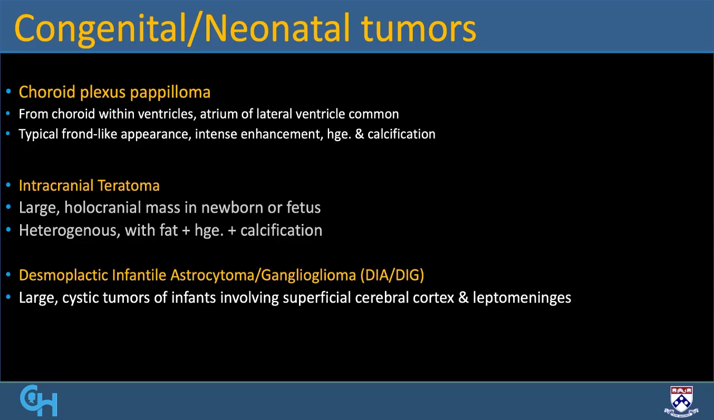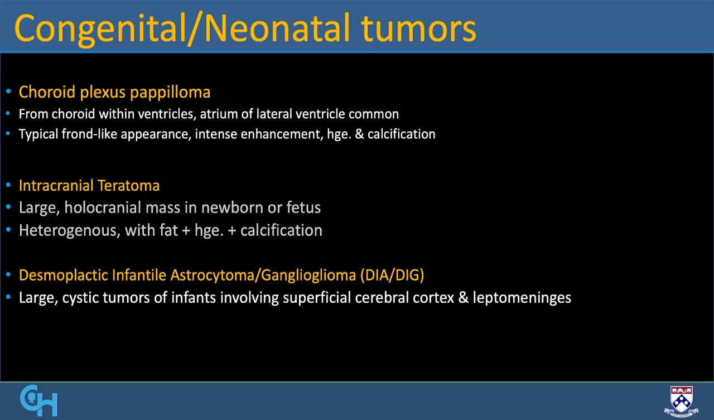A second entity in this group is the intracranial teratoma. Teratomas are usually large, almost holocranial, or involve almost an entire hemisphere in the newborn or fetus. And the hallmark is its heterogeneity with components of fat, hemorrhage, and calcification within.